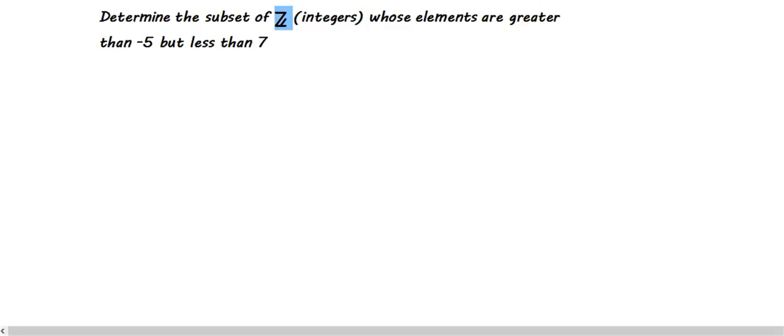Okay, so here are some examples, and I'm going by questions that you guys have left me this afternoon. First problem I want to take a look at is this: determine the subset of integers whose elements are greater than -5 but less than 7. We're going to look at the integers on the number line. Let me do this a little better.